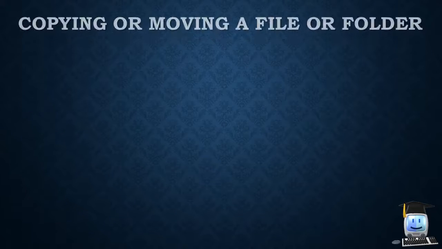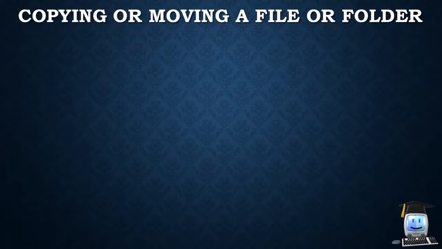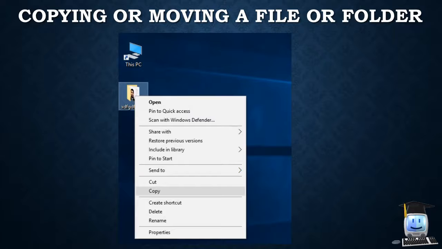Next is copying or moving a file or folder. Copying means creating a duplicate file or folder without deleting the original file or folder. And moving means transferring the file or folder from one location to another. You can copy or move a file or folder by right clicking on the selected icon and selecting Cut to move or Copy to duplicate it.